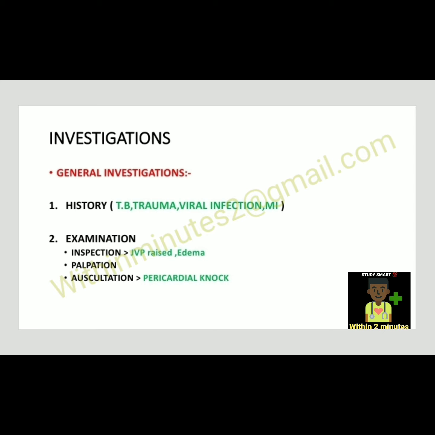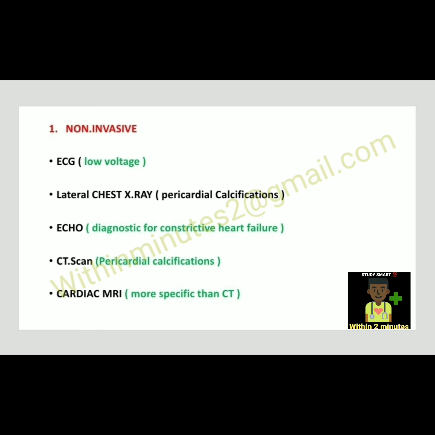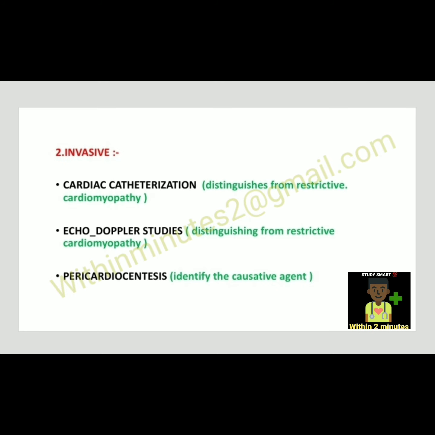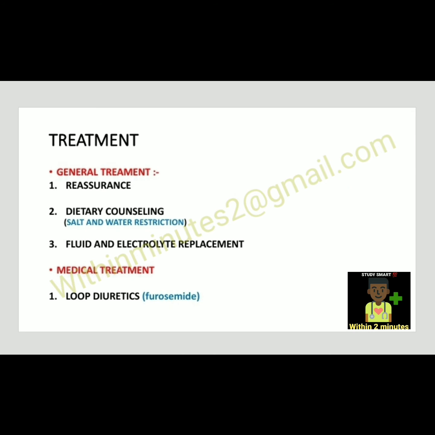General investigations include asking about TB, trauma, viral infection, or MI on history, and on inspection there is raised JVP and pericardial knock on auscultation. Non-invasive investigations: ECG will be low voltage, lateral chest X-ray shows pericardial calcifications, echo is diagnostic for constrictive pericarditis, CT scan shows pericardial calcifications, and cardiac MRI is better than CT scan because MRI is good for soft tissues. Invasive investigations: cardiac catheterization and echo Doppler studies to distinguish it from restrictive cardiomyopathy, and pericardiocentesis to identify the cause.